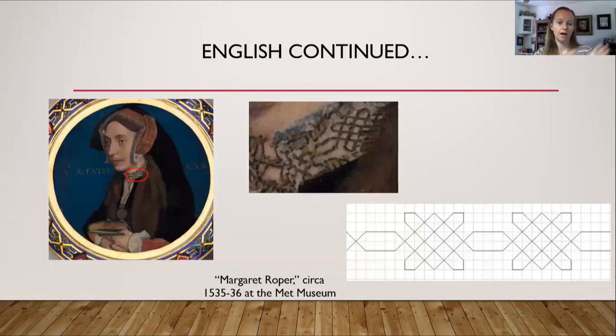This is a painting of Margaret Roper. She was the oldest daughter of Sir Thomas More. Her maiden name was Margaret More, and then she got married and became Margaret Roper. This painting was done about 1535 to 1536, and it's at the Met Museum.